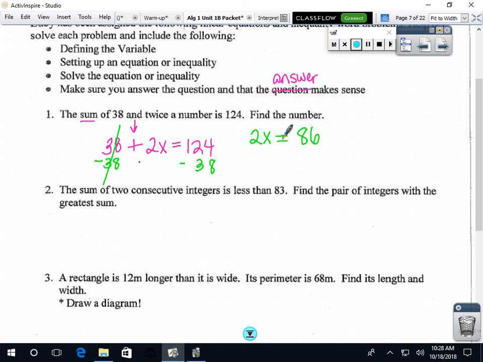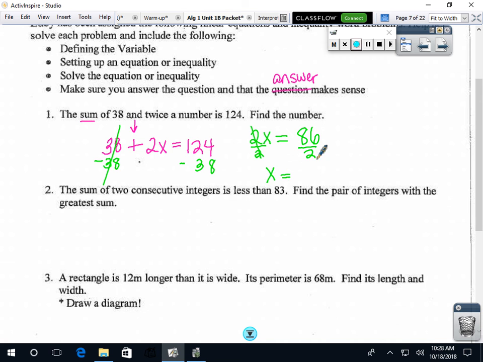Now to get x by itself, we need to move what to the other side? The 2. Well, they're being multiplied, so how do you get rid of the 2? Divide by 2. Those cancel out because 2 divided by 2 is 1. And do we really have to write the 1 beside the x? No, it's understood to be there.